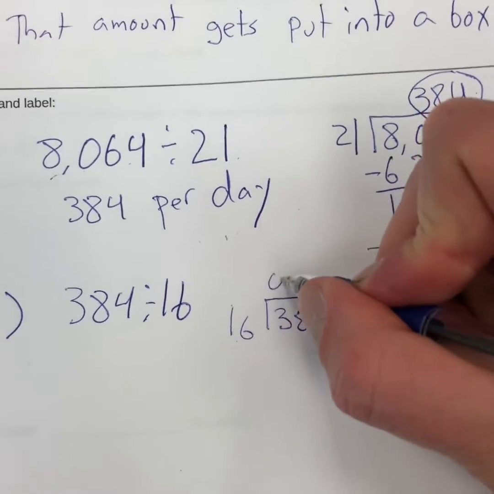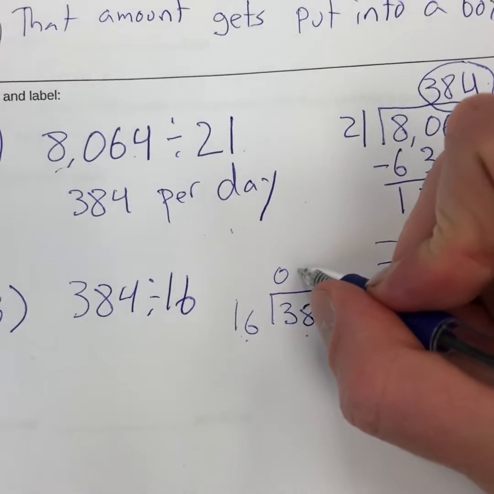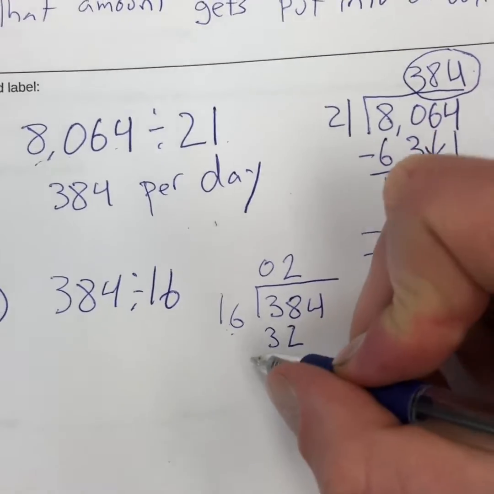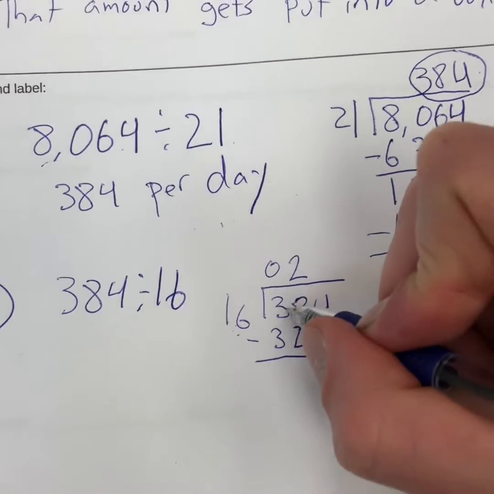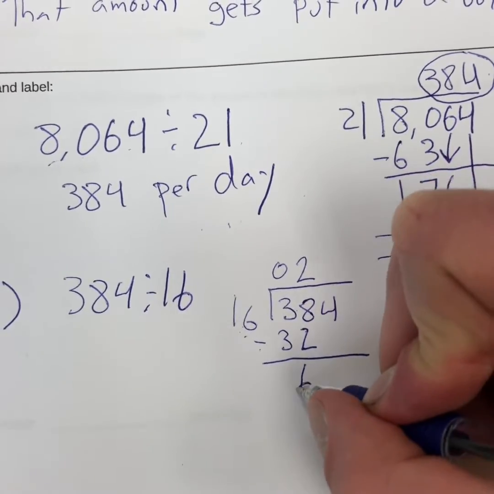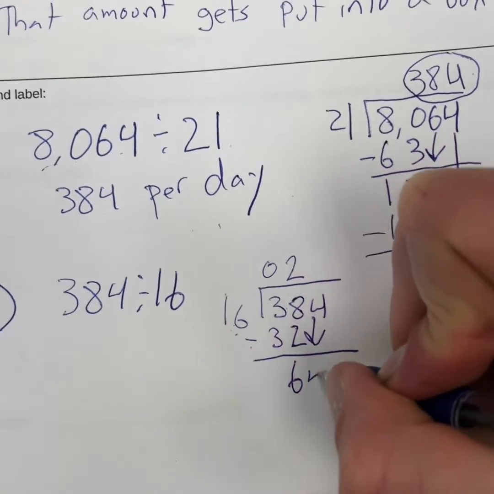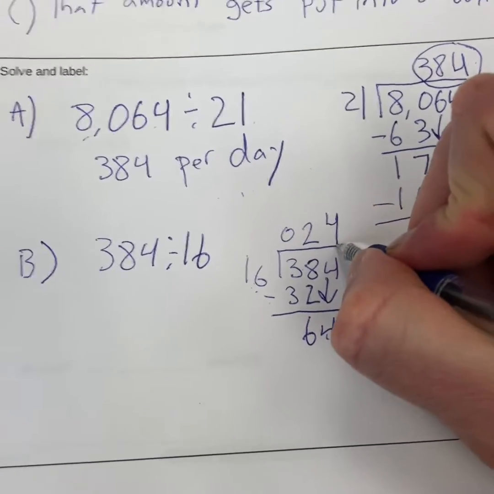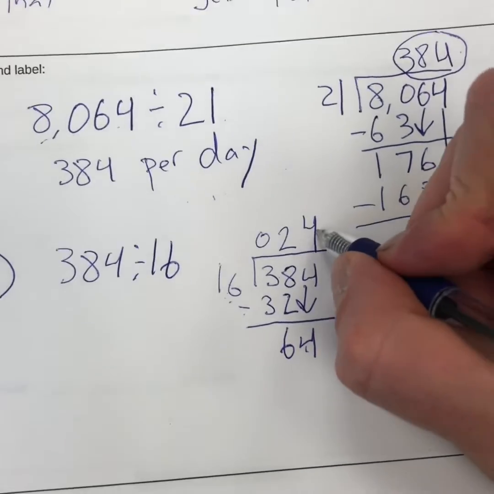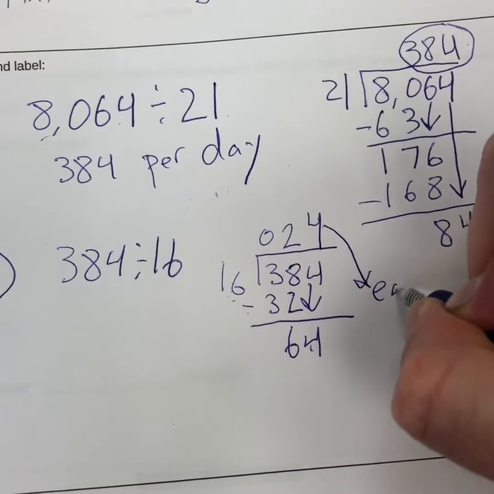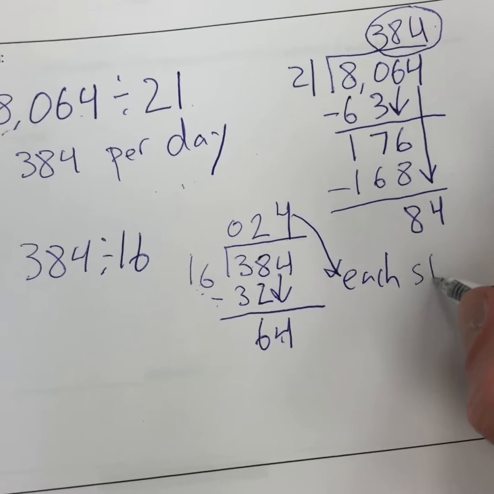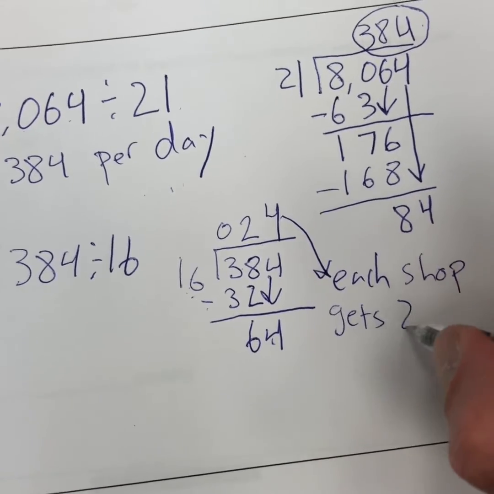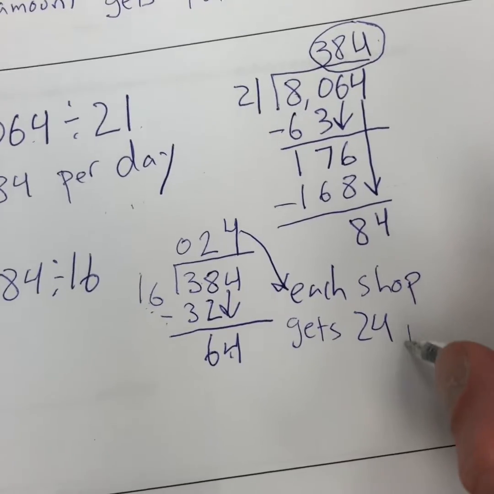16 goes into 3 0 times. 16 goes into 38 2 times. 16 times 2 is 32. 38 minus 32 is 6. Bring down the 4. 16 goes into 64 4 times. So that means each shop gets 24 juices.